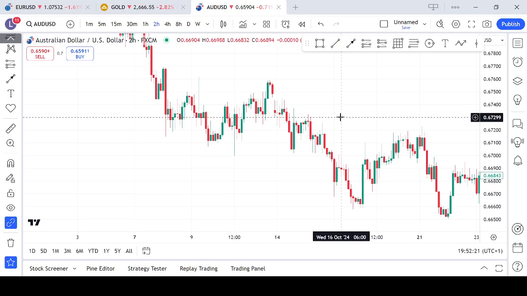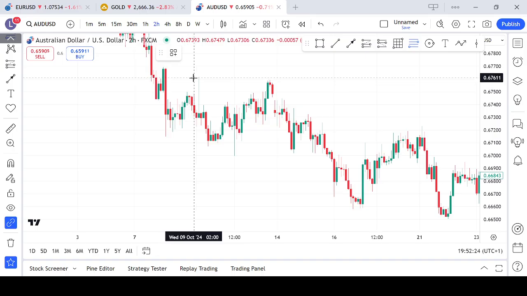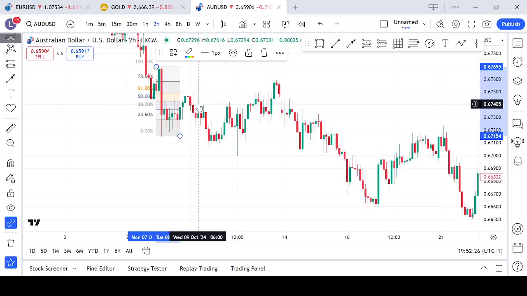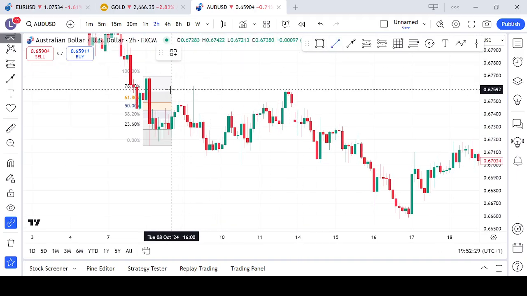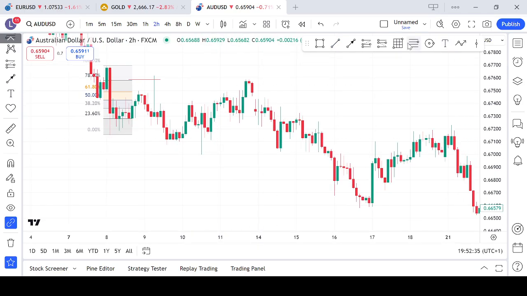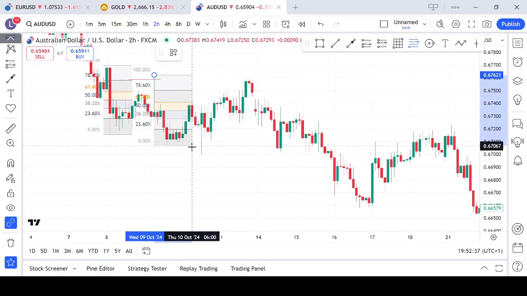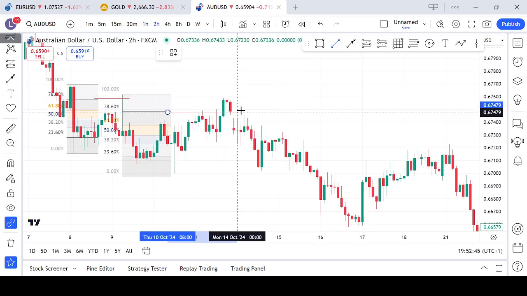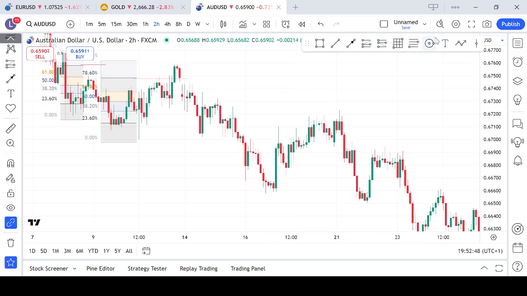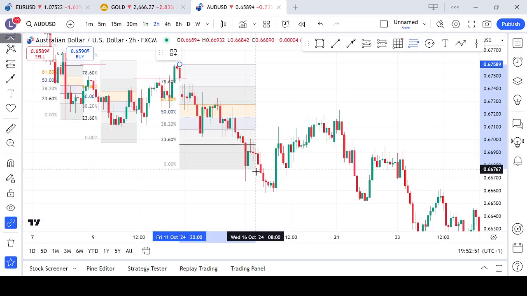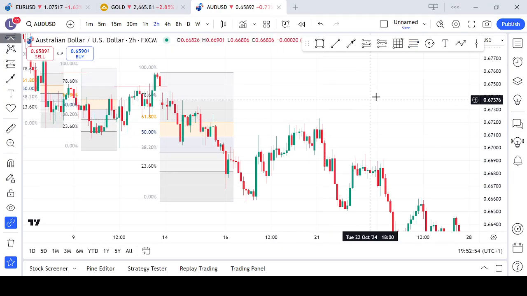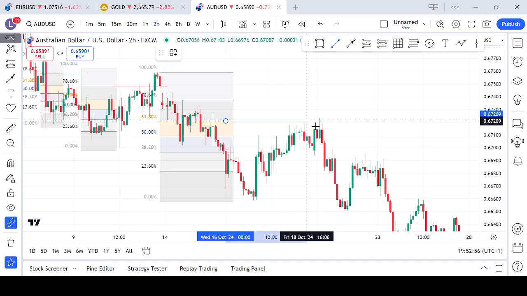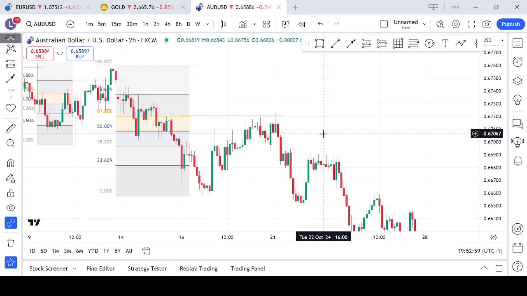See this swing high right here to this swing low, and price reacted off the 78.6% to give us a push to the downside. This is another one, swing high to swing low. Remember, we are bearish. Price reacted off the 78.6% to give us a push to the downside, and this continued for quite a while. You can see that swing highs to swing lows, price reacting off the 61.8%, acting as a resistance level.